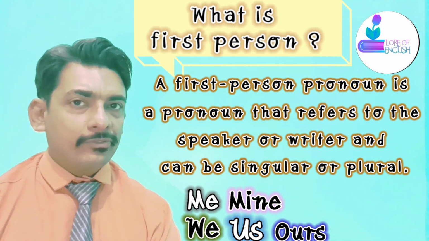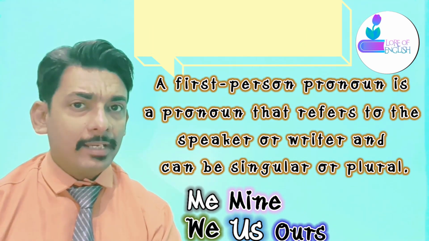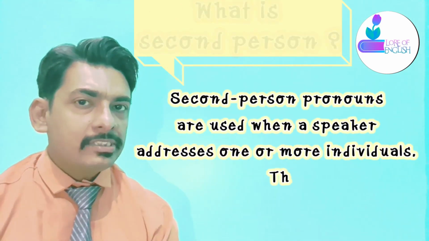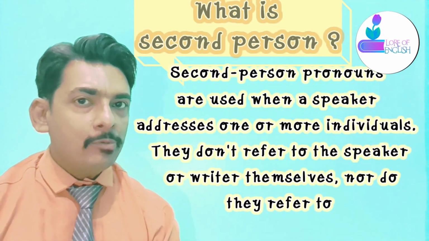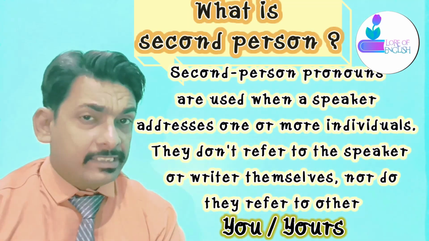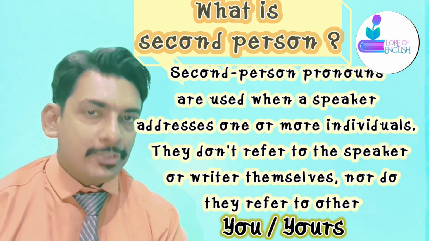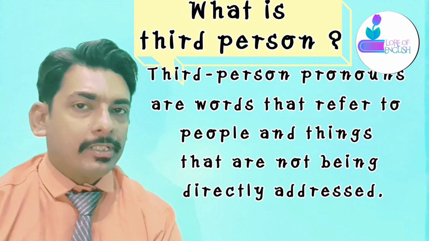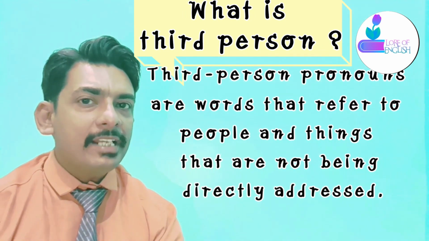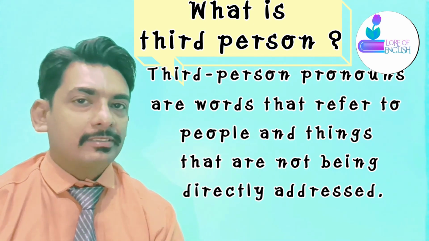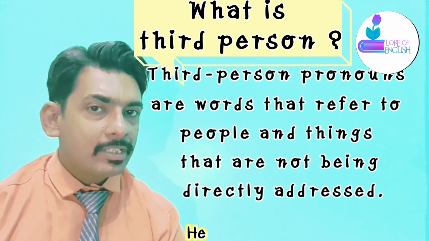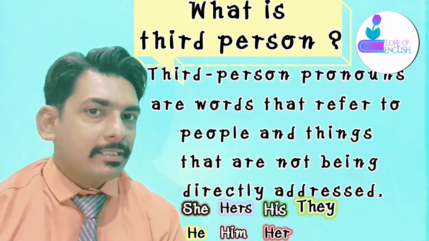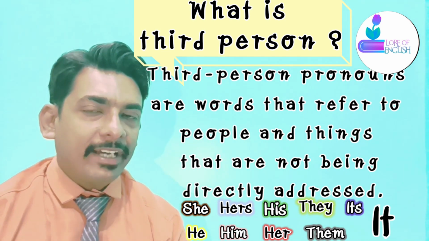After understanding about first person, now let's try to understand about second person. The pronouns which refer to a person or persons spoken to are called pronouns of second person. The example of this can be you or yours. And finally, talking about third person, the pronouns which refer to the person or thing spoken about are called the third person. Examples can be he, she, him, hers, his, her, they, them, theirs, and finally it.